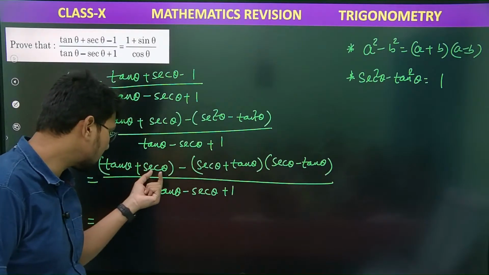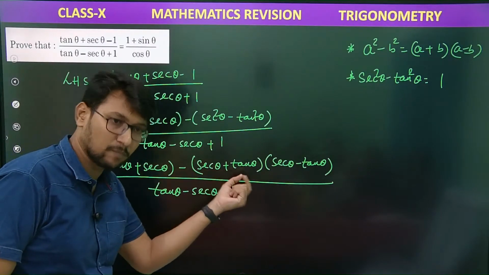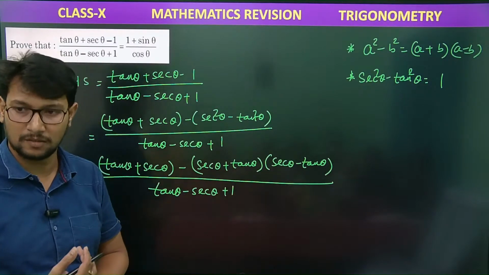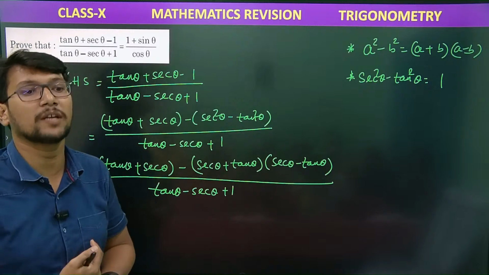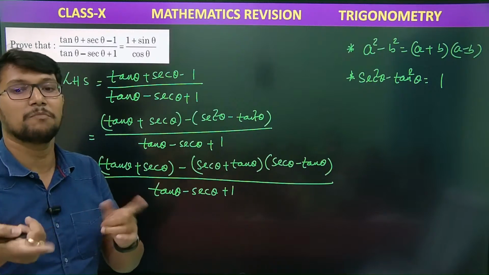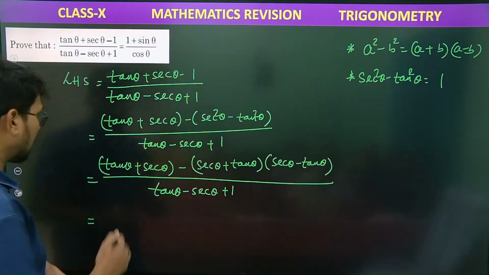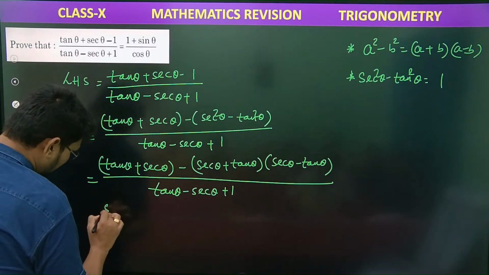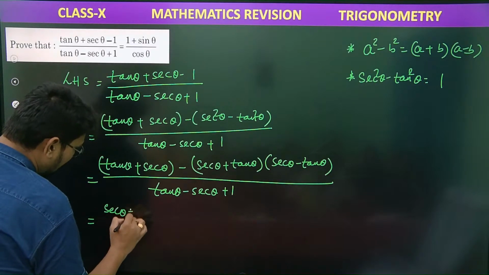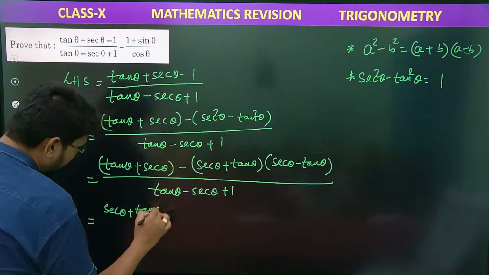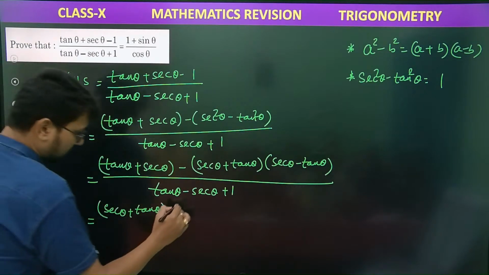In these two terms, tan plus sec is here, and sec plus tan is there. Okay, you know addition is commutative. A plus b equals b plus a. But is subtraction commutative? No. So therefore we have to take common sec theta plus tan theta. Take it common. What is left?